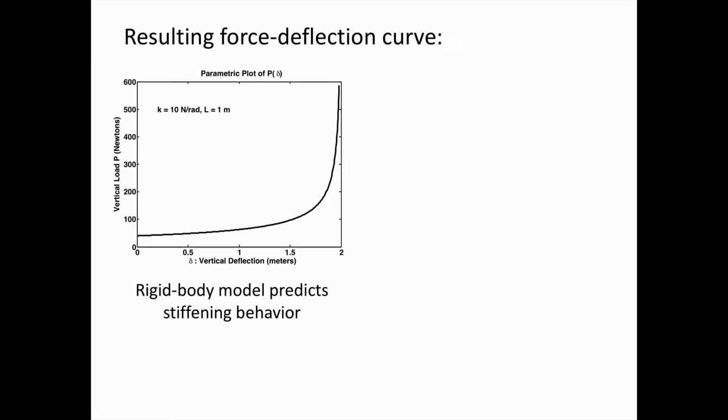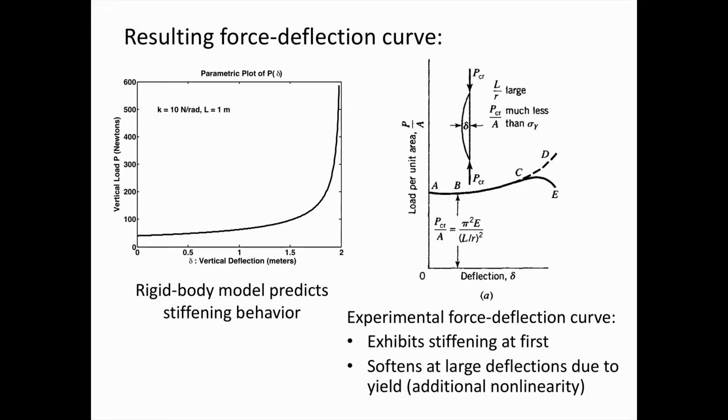This is what we saw. This rigid body model predicts that we will see stiffening behavior, or the stiffness, the slope of this force deflection curve increases as the deflection increases. But in class, you might remember, we saw what actually happens with an experimental force deflection curve. It does start to increase the slope, so we do see some stiffening behavior, but then it starts to soften. So what's going on here? And what's happening is at large deflections, the material starts to yield, and we get this nonlinear material behavior that leads to the softening.